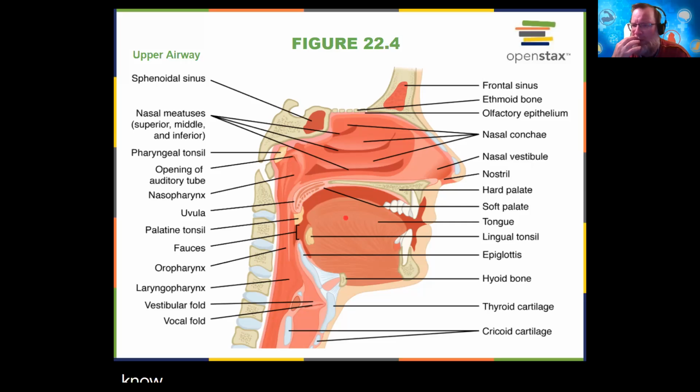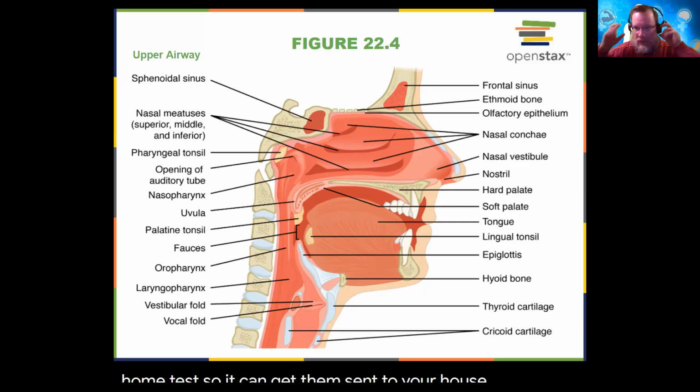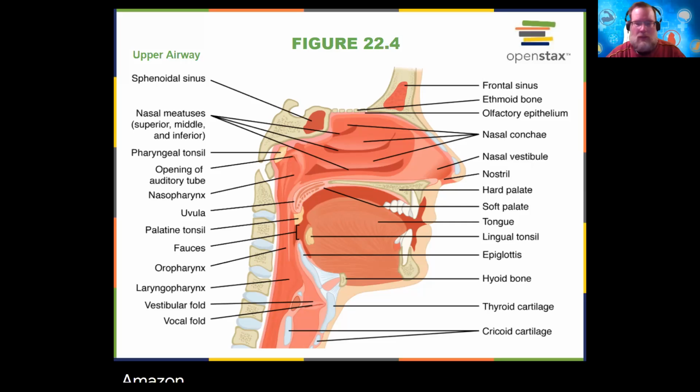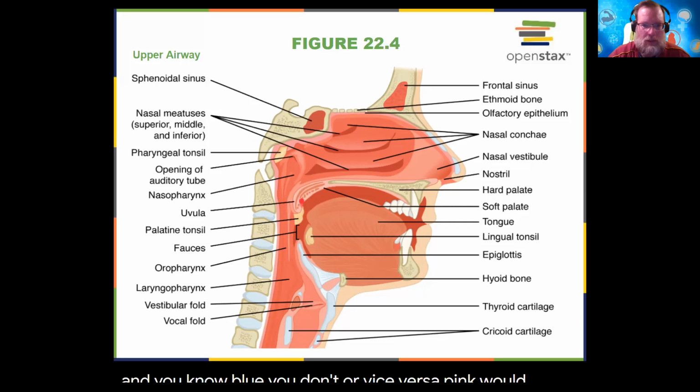I don't know. I hear they're supposedly coming out with at-home tests. I think the FDA approved them. You can get them sent to your house, or you can order them. At some point, you'll be able to order it off of Amazon, and it's like a pregnancy test, right? Just stick a Q-tip up your nose, and it comes out pink, you've got COVID. Comes out blue, you don't, or vice versa. Probably blue would mean COVID, pink would mean you're clear. Anyway, I don't know, but supposedly they're coming out with a home test.